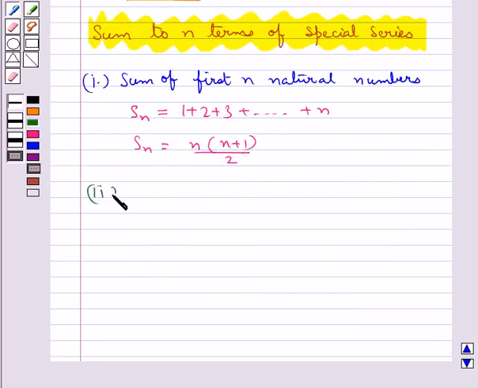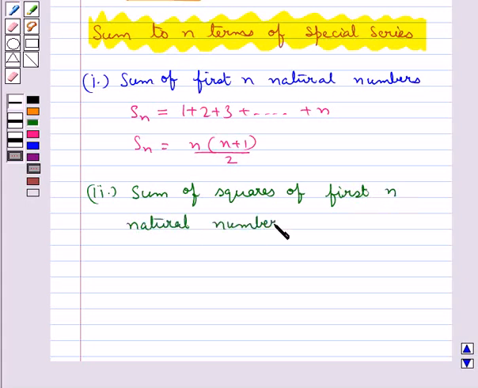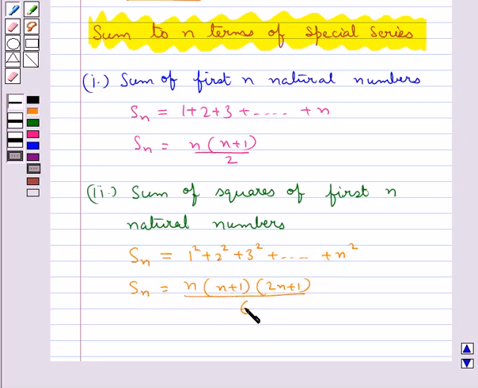Next is sum of squares of first n natural numbers. Let this be denoted by Sn, which is equal to 1 square plus 2 square plus 3 square plus and so on up to n square. So this Sn would be equal to n into n plus 1 into 2n plus 1 upon 6.